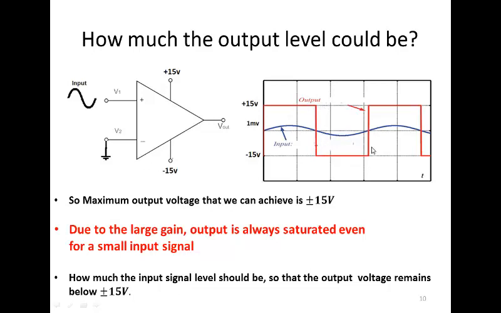So for an amplifier the signal should not be distorted, and I must get a clean, amplified sine wave at the output. So the question is, for an op-amp with a sine wave at the input, can I get a sine wave at the output? For that I would like this op-amp not to go into saturation. So I have to limit my input signal to a very small value, because the gain is very large, so that the output doesn't go into saturation, that is, output remains below plus minus 15 volts. So how much should the input signal level be so that the output voltage remains below plus minus 15 volts and I get the sine wave at the output?